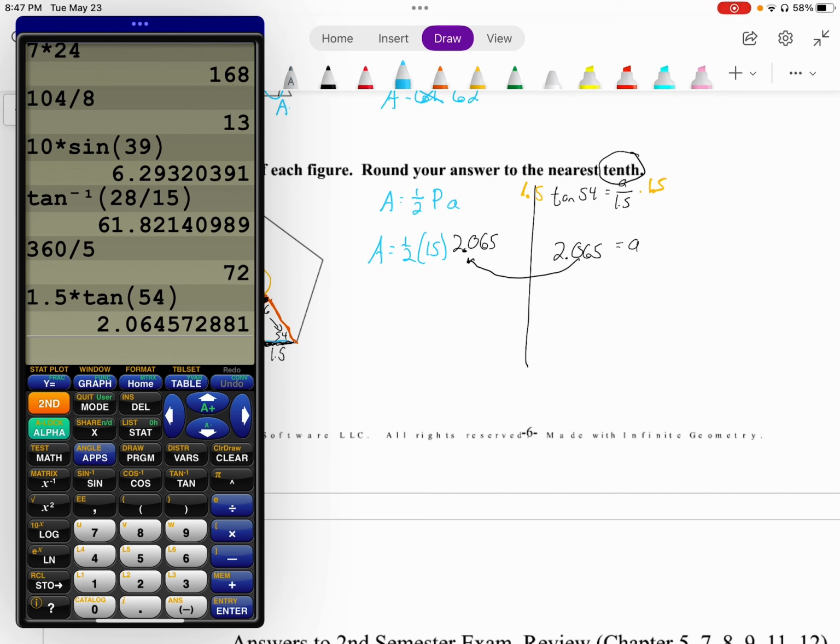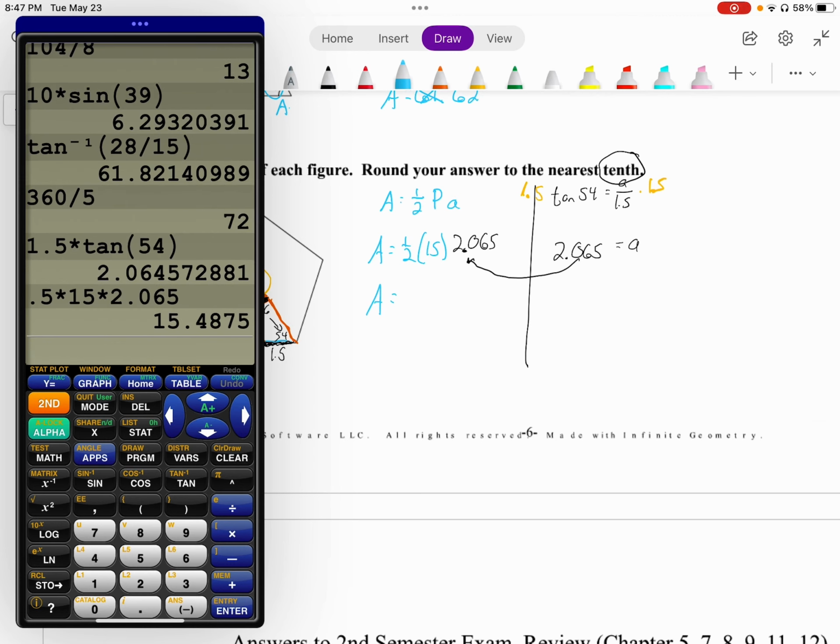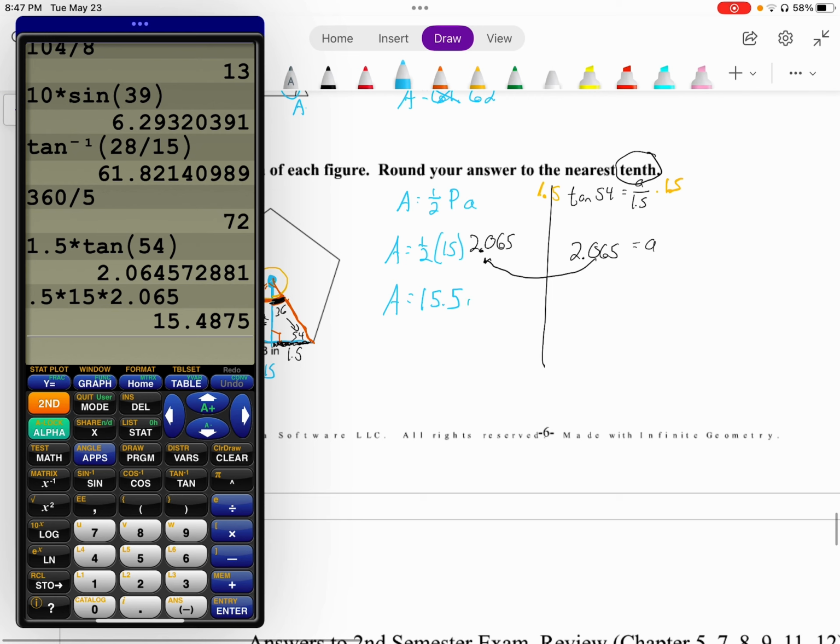So the area we just now have to multiply. So we have 0.5 times 15 times 2.065. That's 15.4875, but it says round our answer to the nearest 10th. So this is 15.5, and this is inches squared. So kind of a multi-step question there. And that is the end of the exam review.